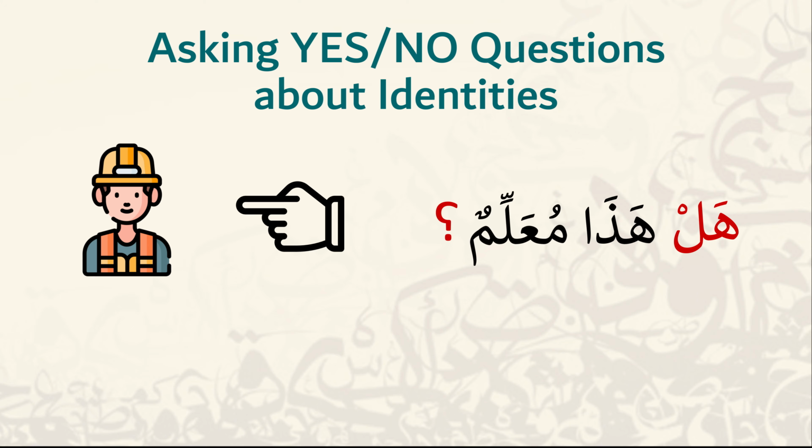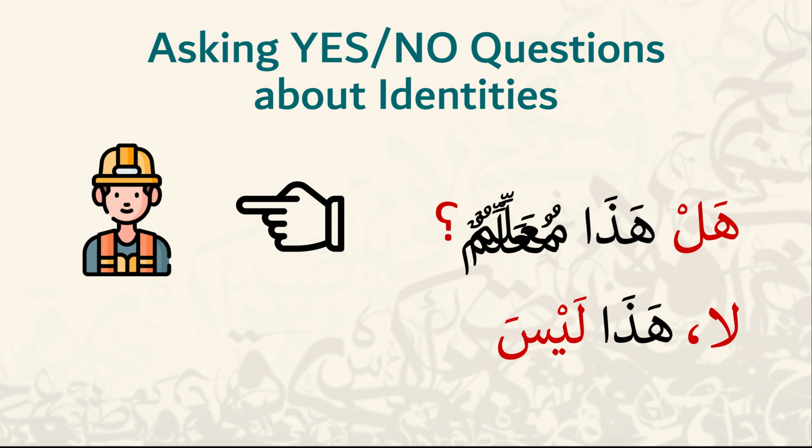هل هذا معلم? Is this a teacher? I want to say no, which is لا. Then here is the pointing noun هذا, then ليس, and lastly the noun معلم. And here is a point. This noun will be in accusative case. So it will be معلمة instead of معلم.